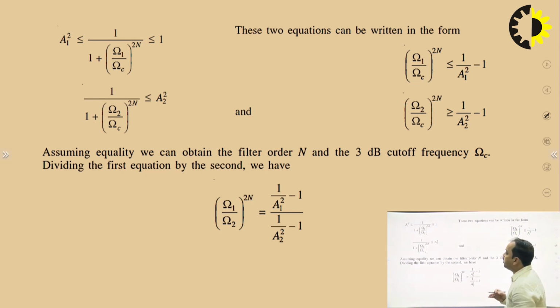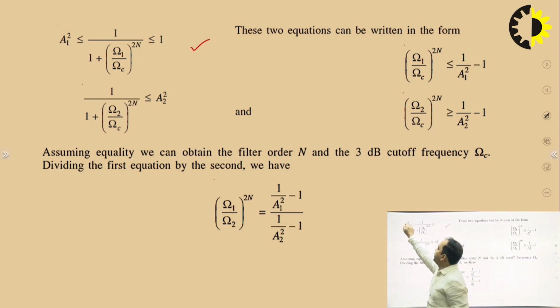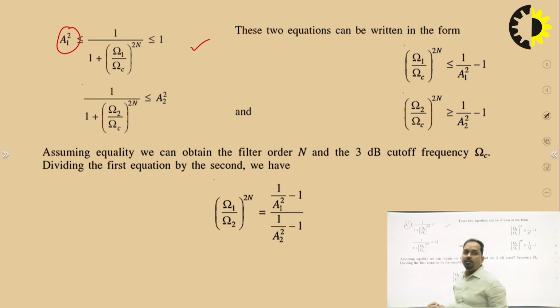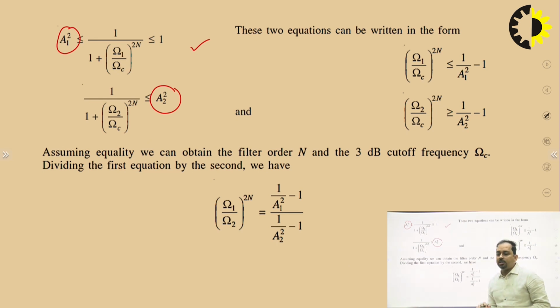Next, we need to find the filter order. The filter order can be calculated by putting in the values of the attenuations A1 and A2. We just put A1 and A2 in our last equations.